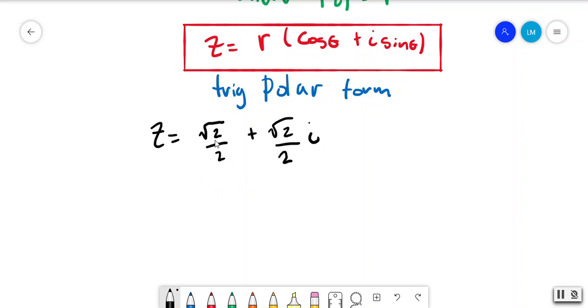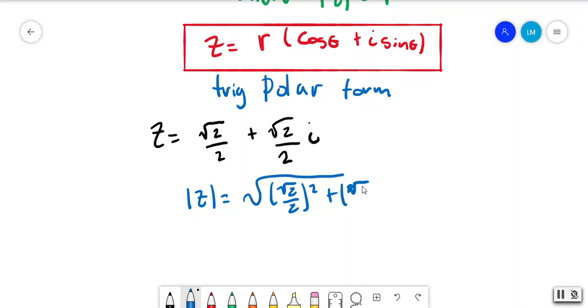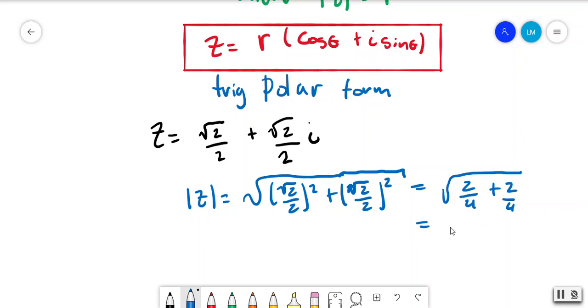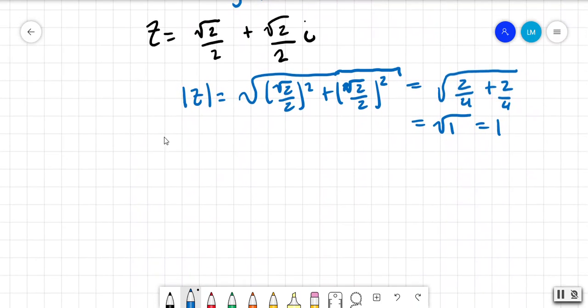If I wanted to change it to polar form, I would need to find the modulus of z. So the modulus of z is equal to the square root of root 2 over 2 squared plus root 2 over 2 squared. All of this would be the square root of 2 over 4 plus 2 over 4. But you'll notice that's just going to give you the square root of 1, which is just 1. So the modulus of this complex number is just 1.